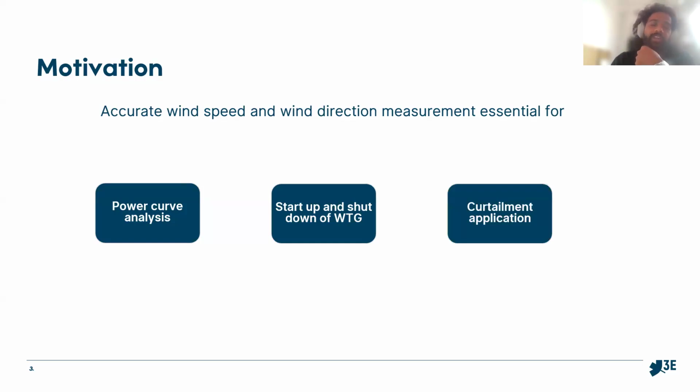Because in some countries, even in Europe, there are regulations, especially for onshore wind turbines, where there is a specific wind speed range or wind direction range in which, during the night, for example during bat curtailment or noise curtailment, you need to curtail your wind turbine. And if you have wrong measurements or some anomaly in your wind speed or direction measurements, you might be curtailing at the wrong time, which can affect your revenues as well. So these were the main motivations to start this work.